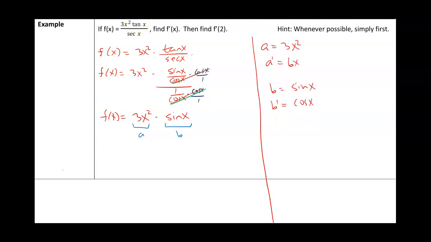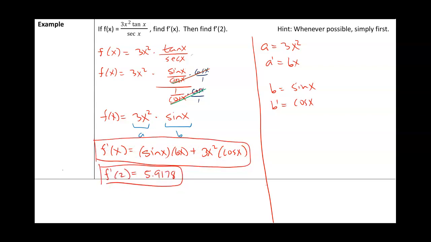And now we have our a, which is 3x squared, a prime is 6x, our b is sine of x, and b prime is cos x. I substitute. I have my b times a prime, which is going to be sine of x times 6x, plus my a times b prime, which is 3x squared times cos x. So simplify first. And then f prime of 2, if you just plug it into any calculator, you'll get 5.9178.